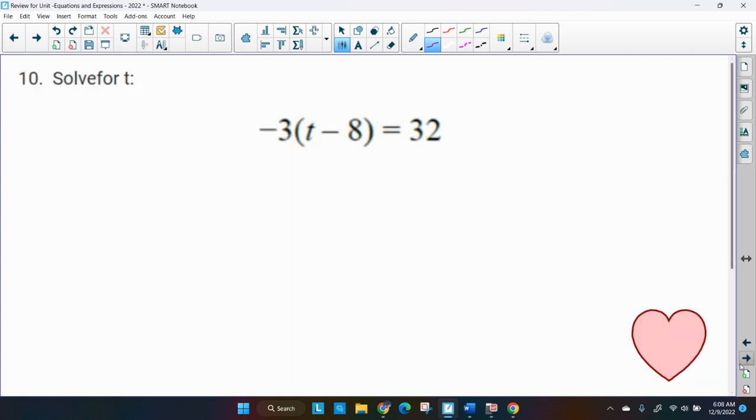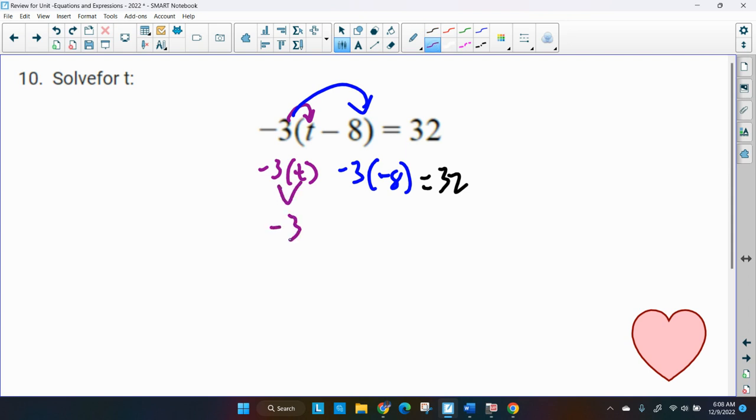All right, last question. Solve for T. Usually we distribute the negative 3 times T, and then we distribute the negative 3 times the minus 8, and this is going to equal 32. All right, well, negative 3 times T is negative 3T. Negative 3 times negative 8 is positive 24. And that equals 32.